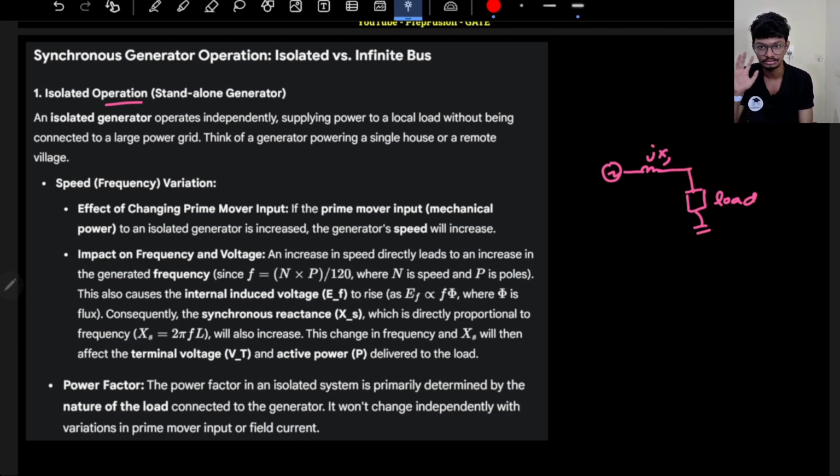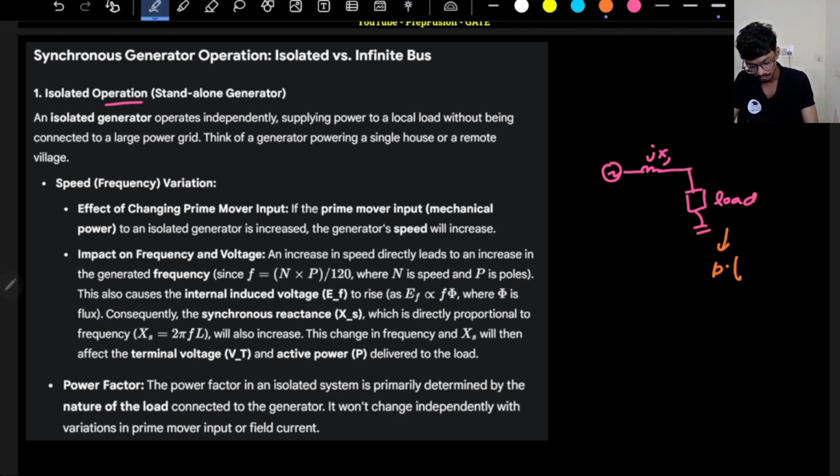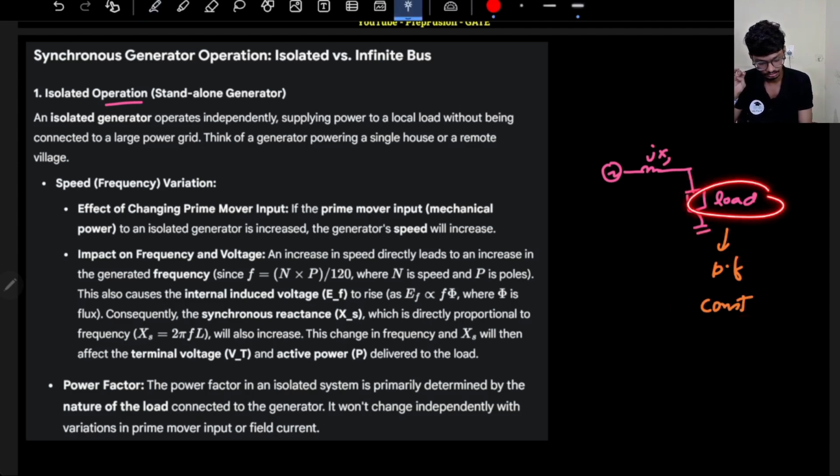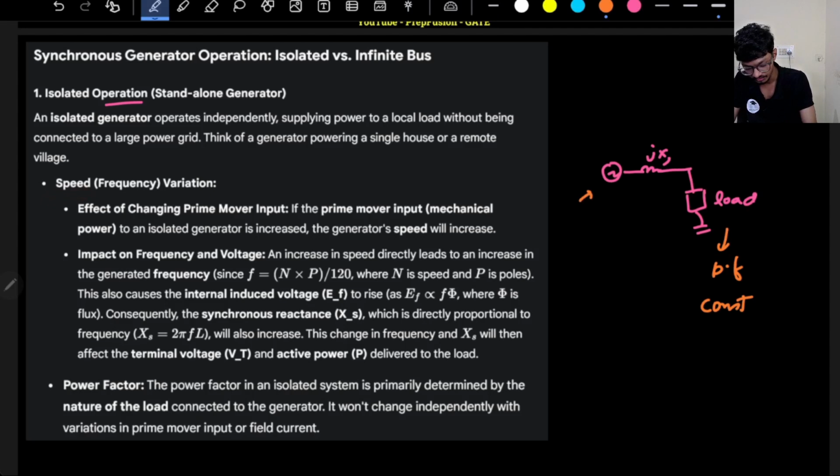Voltage and power factor, all those things can change. Power factor will be constant here because a single load is connected, and the power factor depends on the load. So if I change the speed input of the prime mover of the generator, what will happen? If I change the speed, it will change the frequency basically. If I increase the speed, frequency will change.